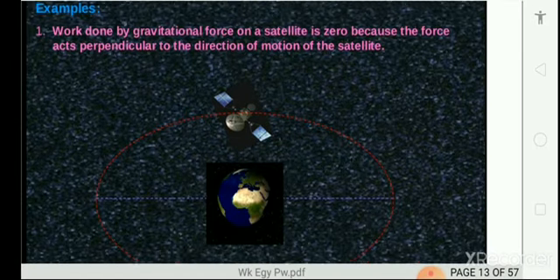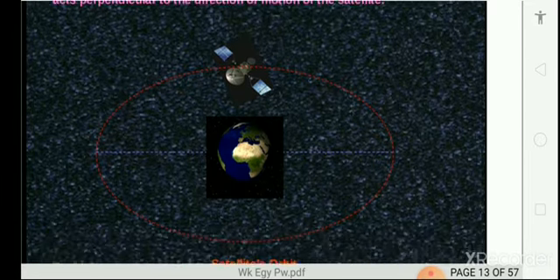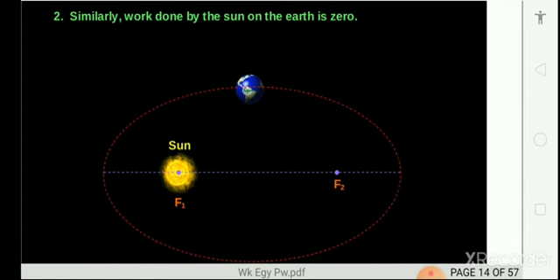For example, work done by the gravitational force on a satellite is 0 because the force acts perpendicular to the direction of motion of the satellite. Here work done is 0. Similarly, work done by the sun on the earth is 0.